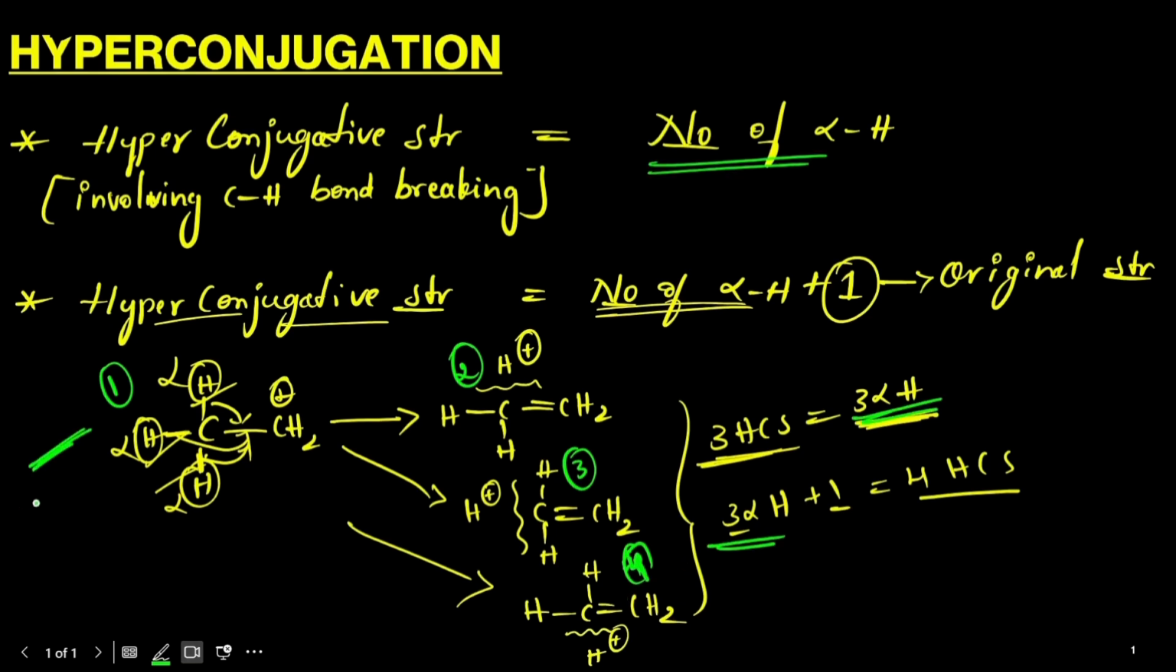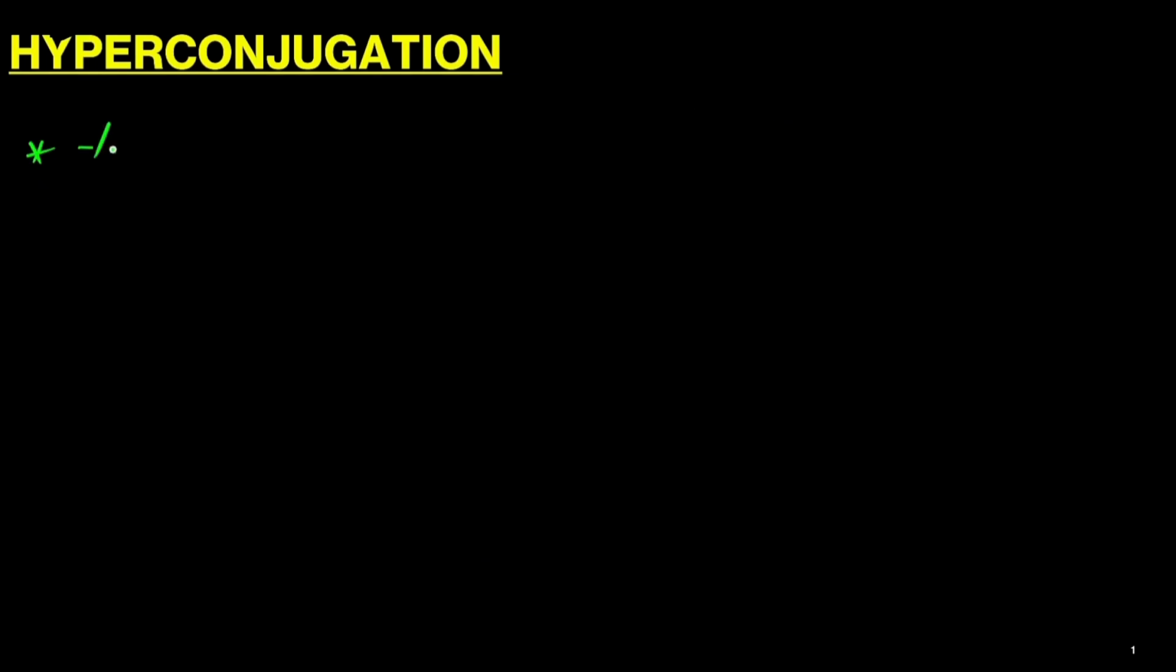For the same molecule, if the question is how many hyperconjugative structures involve CH bond breaking, the answer will be 3, the number of alpha H. If the question is how many hyperconjugative structures are possible, the answer is 4. If the question clearly mentions the hyperconjugative structures involving CH bond breaking, that is equal to the number of alpha hydrogen atoms. If it is simply mentioned how many hyperconjugative structures are possible, that is equal to the number of alpha hydrogen plus 1.